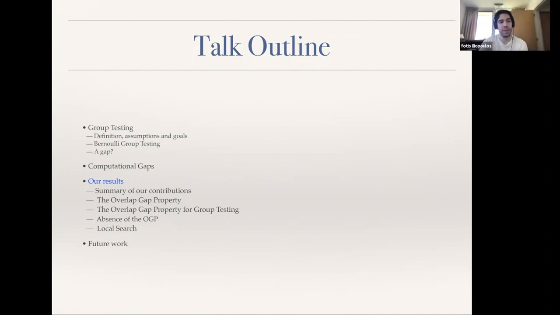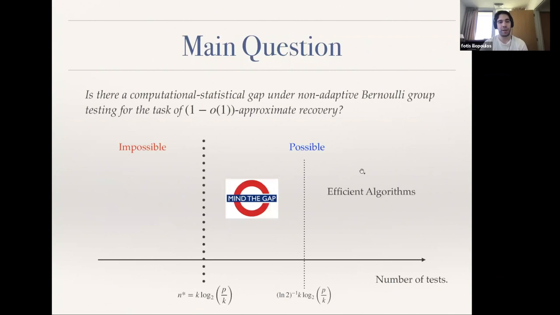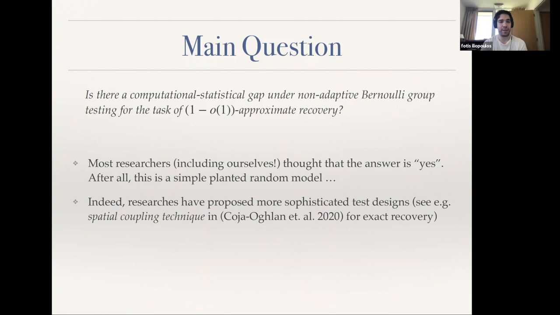Right, yeah. So after this small parenthesis, let me come back to the group testing problem. And let me remind you that the question we were asking is: is there a computational statistical gap under non-adaptive Bernoulli group testing for the task of approximate recovery? And to be honest, when we started working on this problem with Elias, like most researchers, we believed that the answer is yes. That this is too simple of a random model to not have a gap.